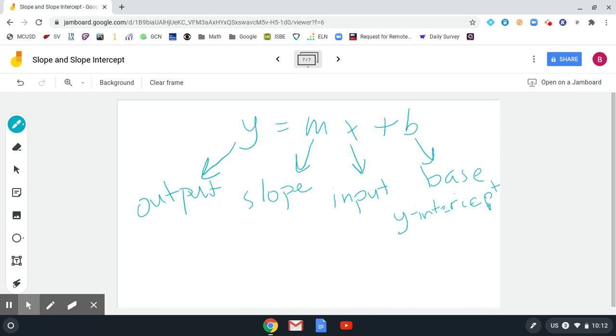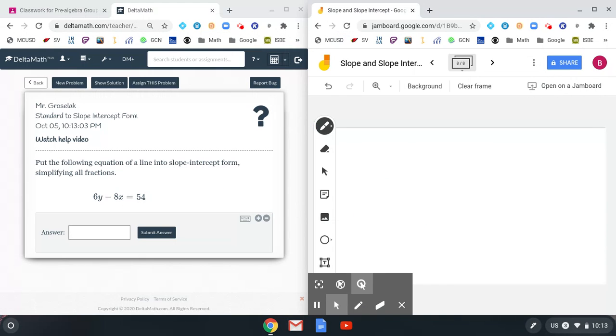The y-intercept. So keep that in mind as we're going through these problems, that these equations are going to be in the form y equals mx plus b. All right, so if we look at this Delta Math problem, it says standard is slope-intercept form. Right now, the equation is in what's called standard form. We'll talk about that more in the next chapter, but we want to convert it to slope-intercept form and simplify all the fractions that we can. So right now, it looks like 6y minus 8x equals 54.